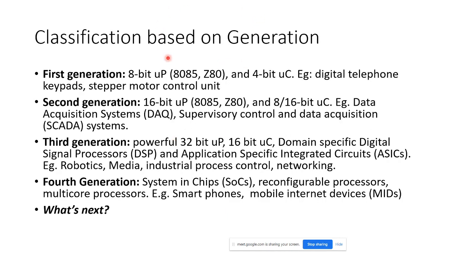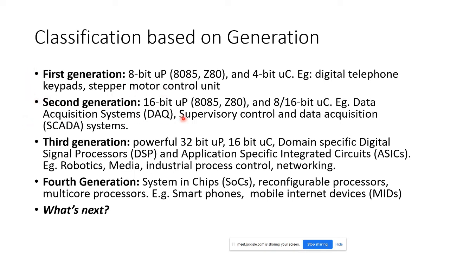So now, classification based on generation. You have different generations. The first generation was 8-bit microprocessors or 4-bit microcontrollers. Examples of these are early digital telephones, right? And then you have your stepper motor control unit. So these were the very early embedded systems.